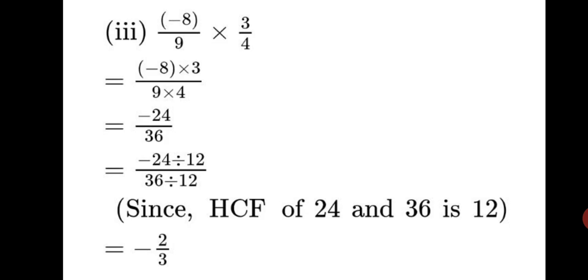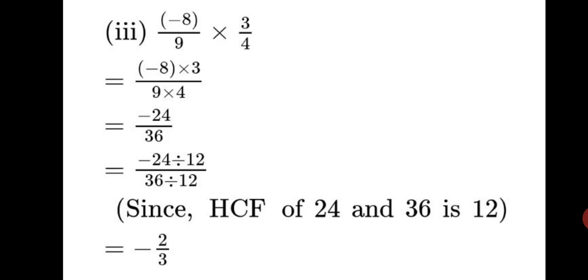How do you know they are divisible by 12? Because the HCF of 24 and 36, that is the highest common factor, is 12. Or you can start dividing by any number that comes to your mind. In the table of 4 also we get 24 and 36. Yes, you can divide by 4. Later you can again divide by 3 till you get the final answer, minus 2 upon 3.